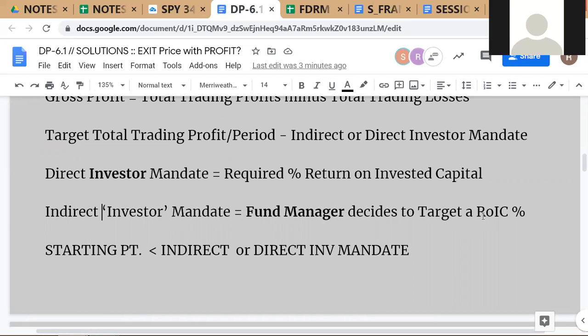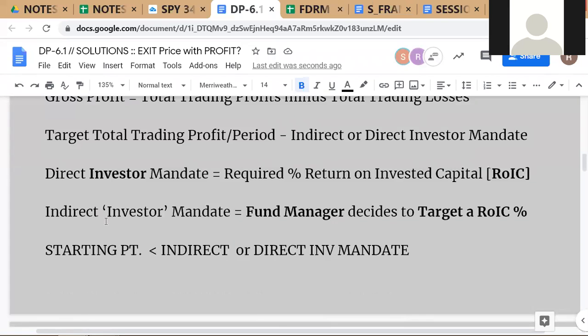So either way, what is happening is that we are ending up with a target ROIC. Okay, ROIC here is return on invested capital. We can put this here so that we know what we're talking about. So what is happening is either the investor tells you directly that I want you to target this kind of return, or the fund manager himself decides that I am going to launch my fund, and when I market my fund to investors, I'm going to talk about a target return ROIC of 15% or whatever percent you decide. Okay. So this is what I mean by direct or indirect investor mandate.